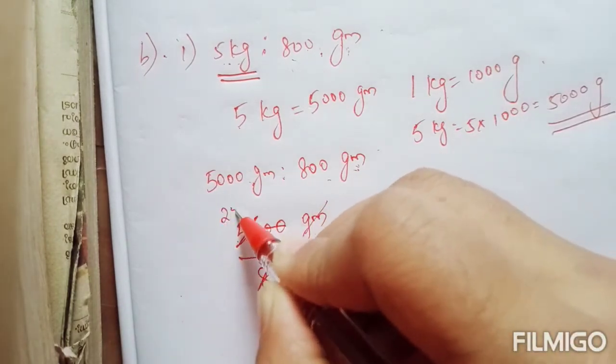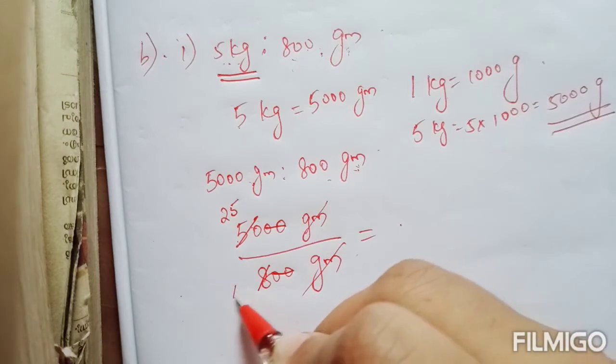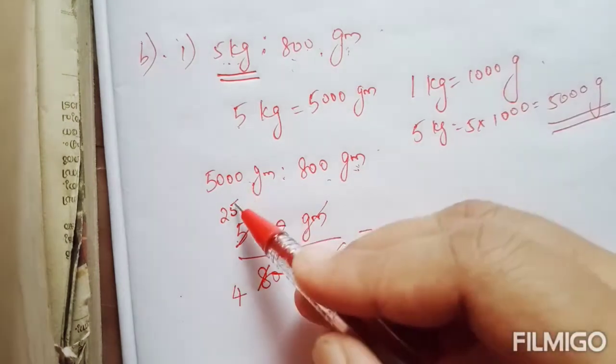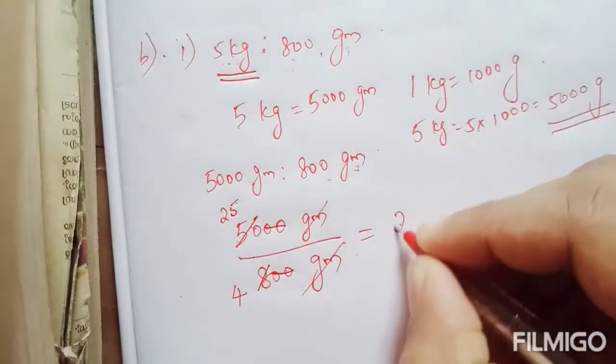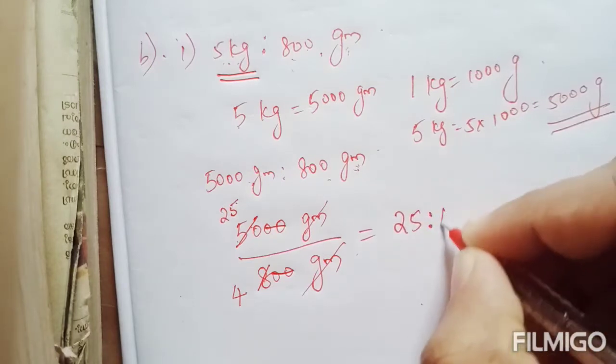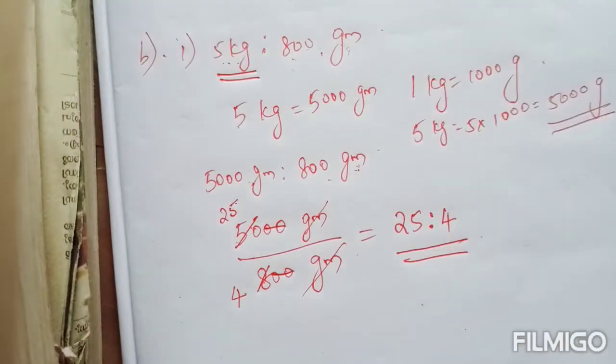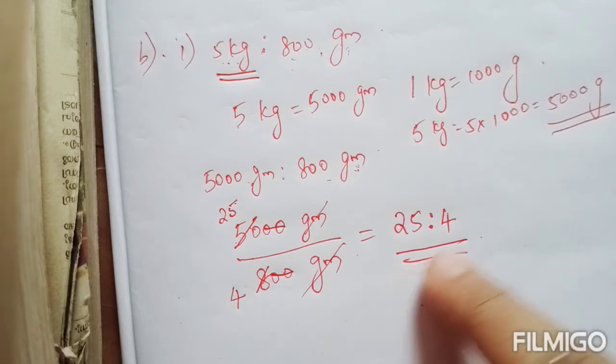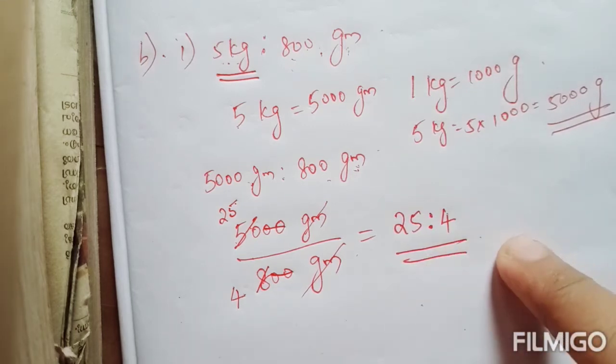50 divided by 2 is 25, 8 divided by 2 is 4. You got 25 by 4, so the ratio will be 25 is to 4. X by y we can write as x is to y. So this will be the ratio of 5 kilogram to 800 gram: it is 25 is to 4.